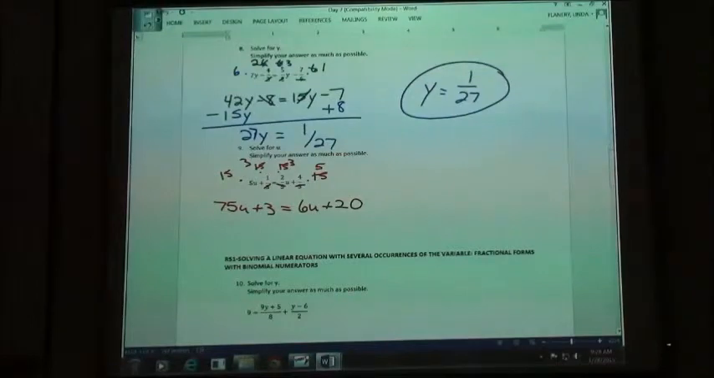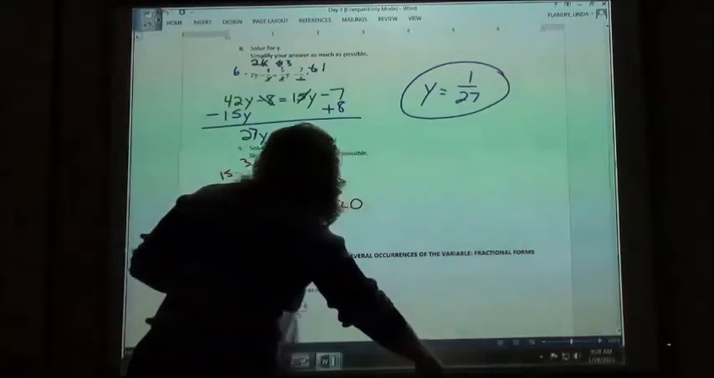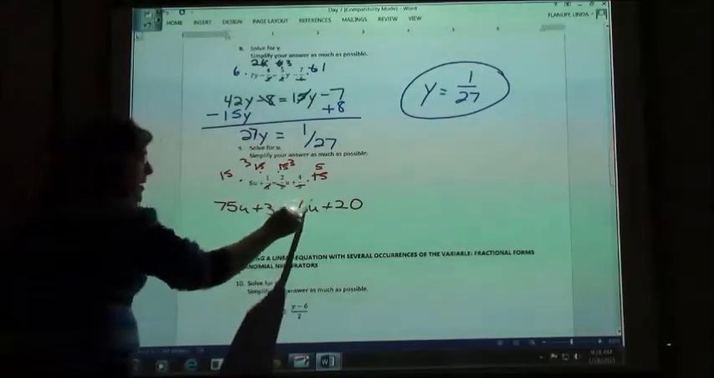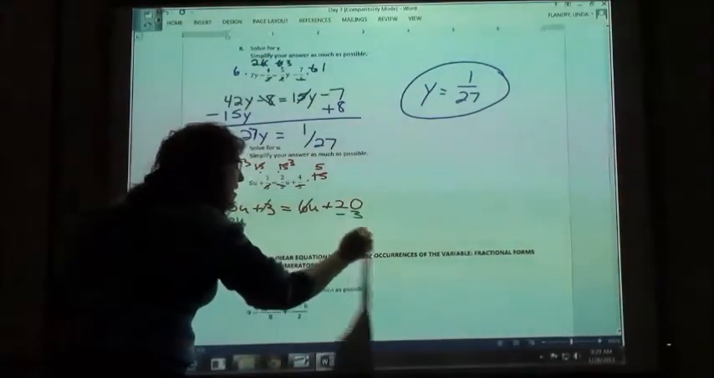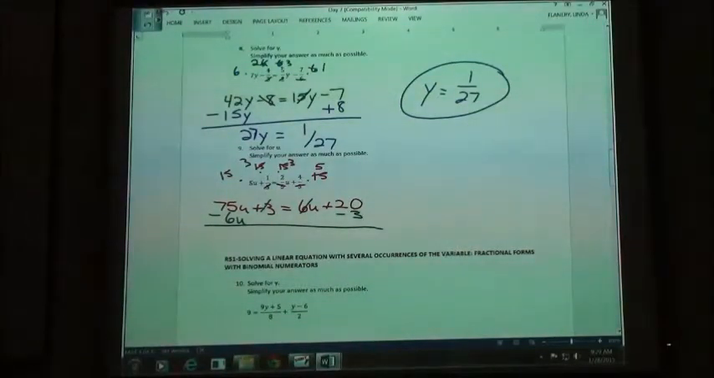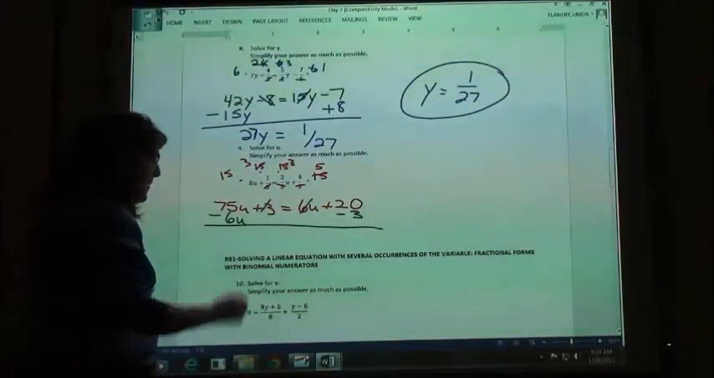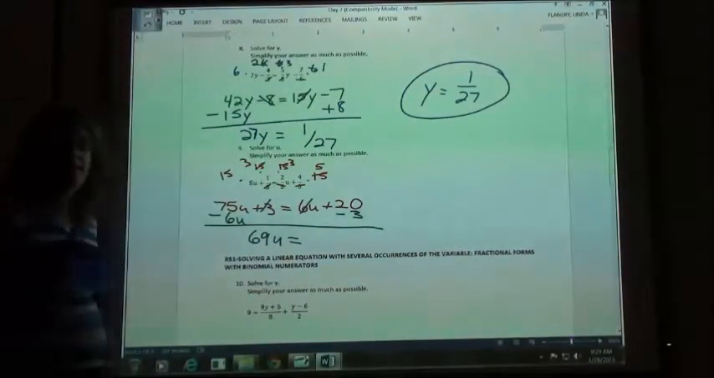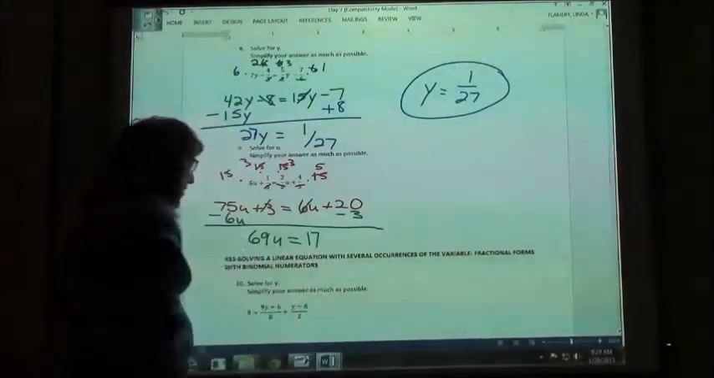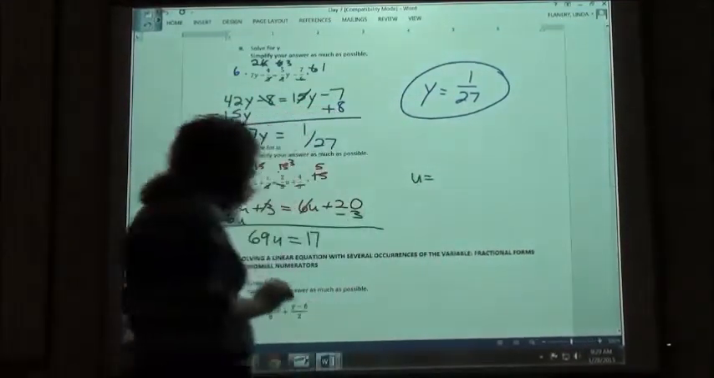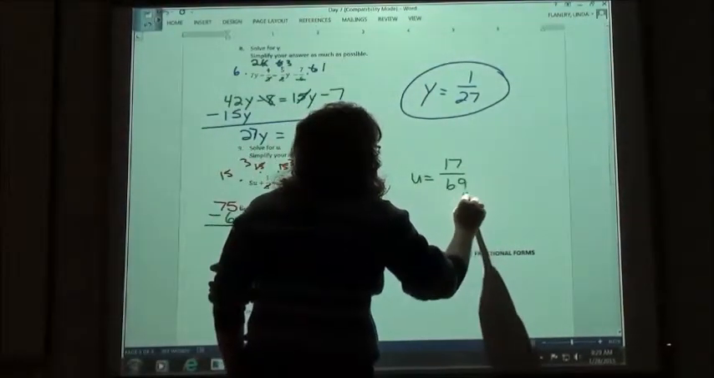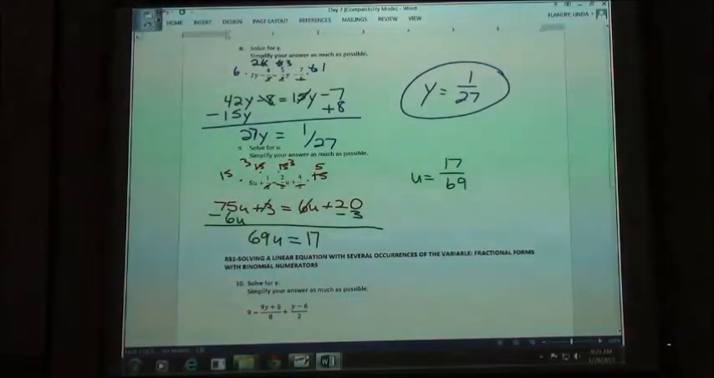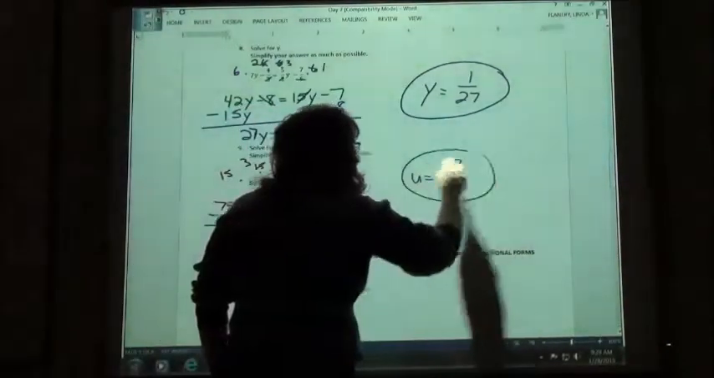So if I'm going to solve that for you, the next thing I want to do is minus the 6u to move it over here, and minus the 3 to move it over there. So 75 minus 6 is 69u. 20 minus 3 is 17. And so u is going to equal 17 over 69. I don't believe you can reduce that down. So that's going to be your answer.